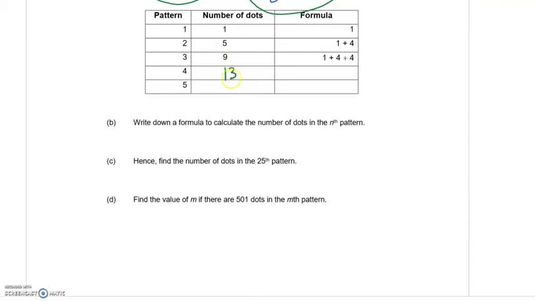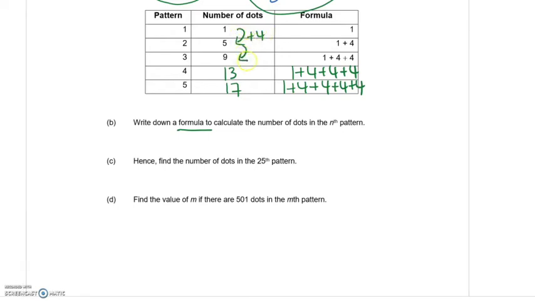You will have 13 and 17, and then filling in the formula, just following through the pattern. You will have 1 plus 4 plus 4 plus 4, and 1 plus 4 plus 4 plus 4 plus 4 for the last row. Alright, so now we are supposed to find a formula. Alright, and this is the general formula or the general term to calculate the number of dots in the nth pattern. I'm going to use my method.